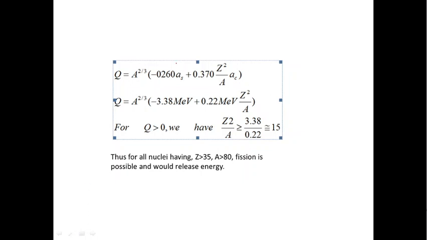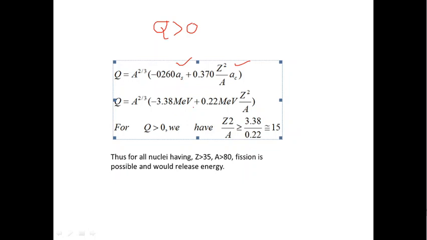As I said, this is the minus term, this is the plus term. So it's a competition between the surface energy term and the Coulomb term. As you can guess, I have taken A raised to 2 by 3 common. Now I put the value of AS. You know the coefficient values, I had given them in the previous lecture. So substitute the coefficient values, and this is what you get in terms of MeV, Z squared by A. Now you know that for spontaneous fission to occur, obviously Q should be greater than 0. For exothermic nuclear reactions, Q is greater than 0.